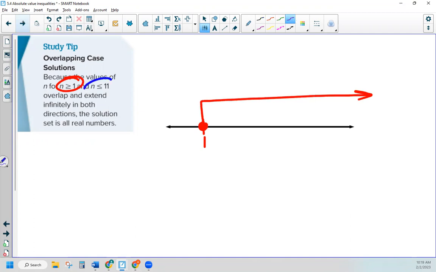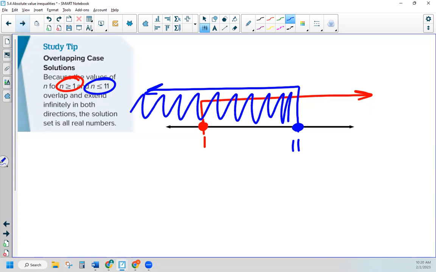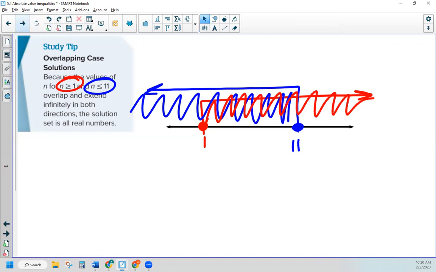And now let's go to this blue one right here. I'll go ahead and put 11 right around here. Now, it's going to be less than or equal to 11, which is that way. Think about this for a second. Think about the solution set of this and this right here, the solution in red and the solution in blue. Can you think of a number that is not part of this?